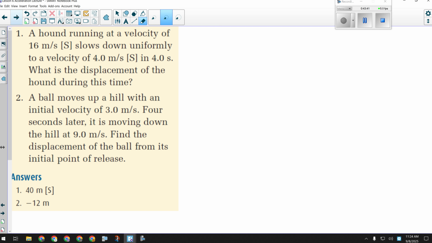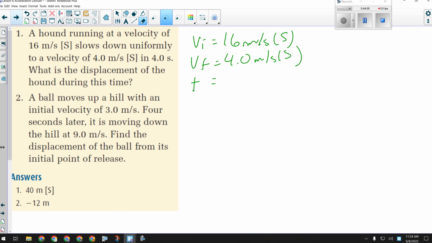Nice. Okay, so the hound is running at a velocity of 16 meters per second south. All right, so VI is 16 meters per second south. It slows down uniformly to a velocity of 4 meters per second south in 4 seconds. What's the displacement of the hound during this time?